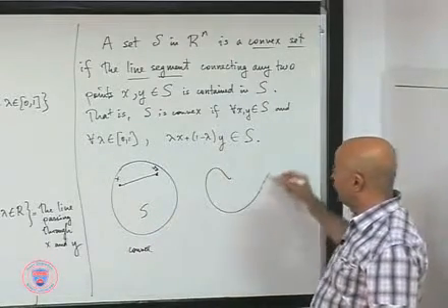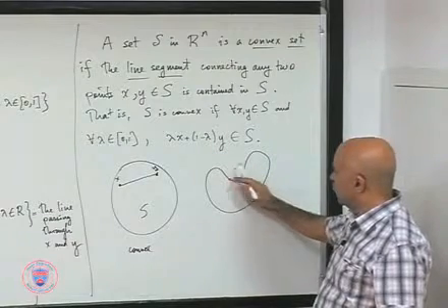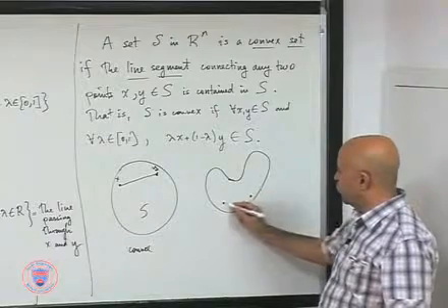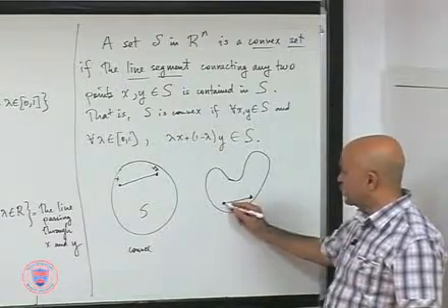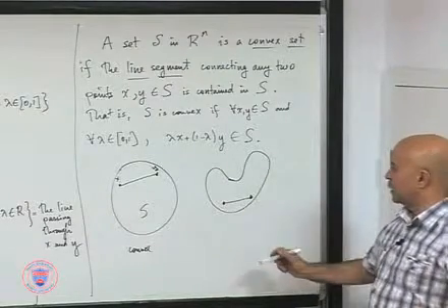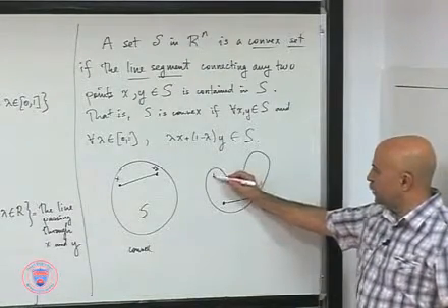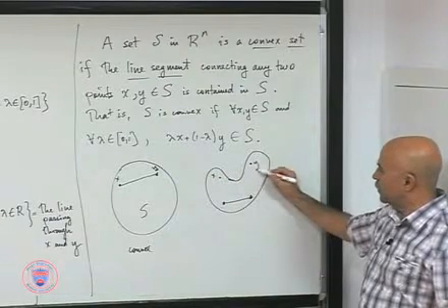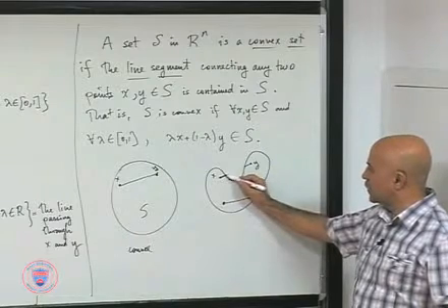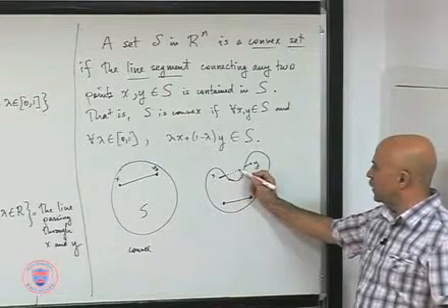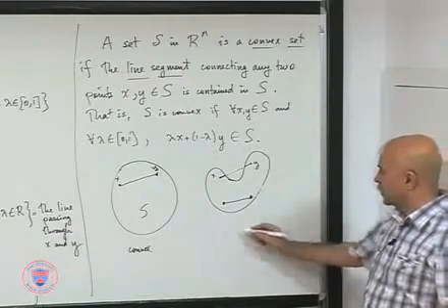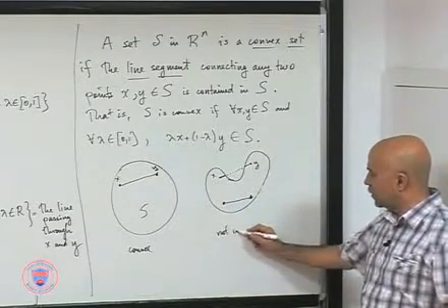If you look at this set, it is not convex, because if you pick your 2 points somewhere here, yes, the line segment lies inside the set. But if you pick 1 point here, another point here, the line segment connecting x and y does not entirely lie within the set. The dotted portion is outside. So this is not a convex set.